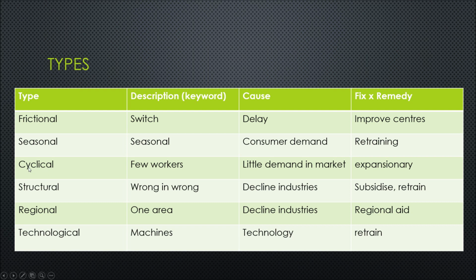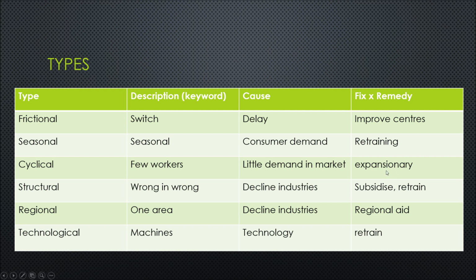Cyclical, which they commonly ask lots of times. This is when firms need fewer workers, because of too little demand for goods and services during a recession, which could lead to the multiplier effect. And there's little demand, and this could lead to recession. What could fix this is expansionary fiscal policy, which deals with tax and how you decrease them and how they encourage people to spend more and more.